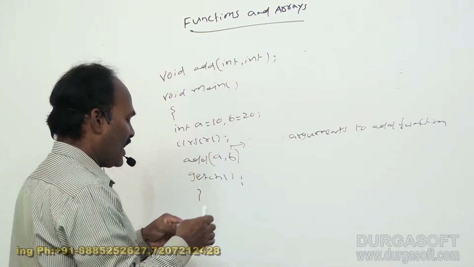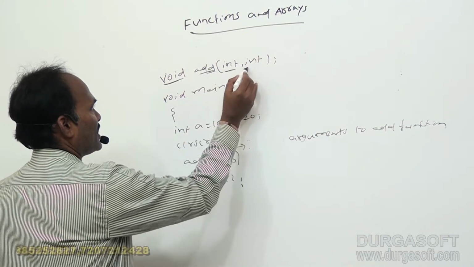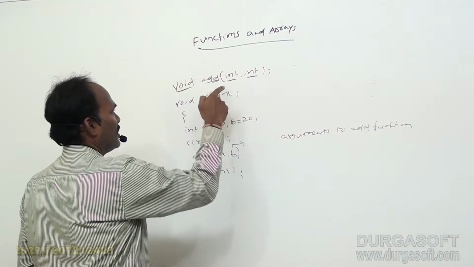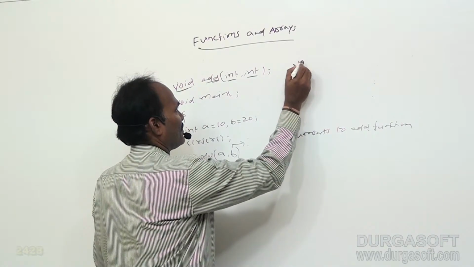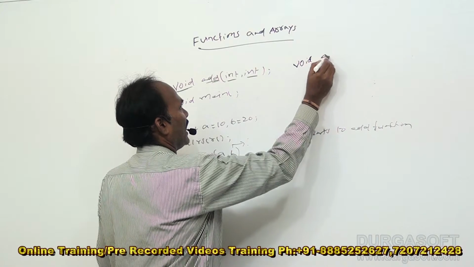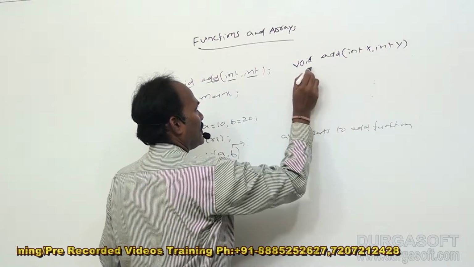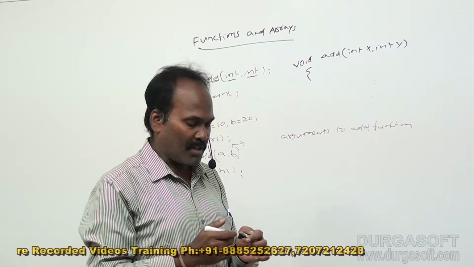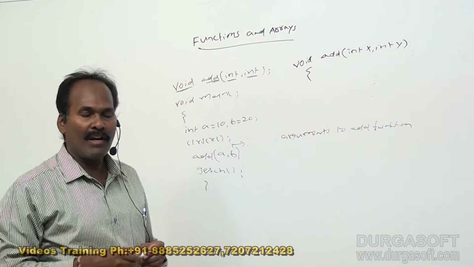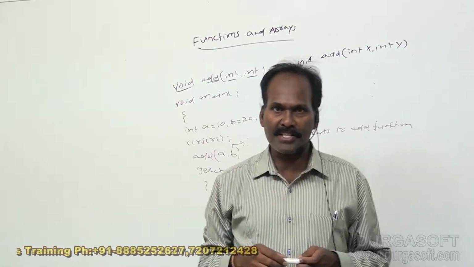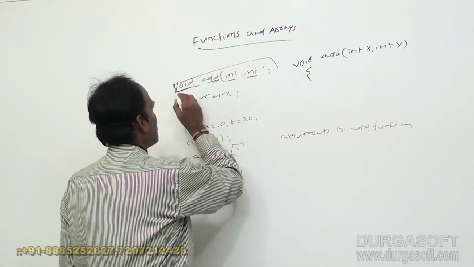Before defining the add function, we have to recall this declaration. Void is the return type, add is the function name, integer and integer. In the last video session I explained this clearly. So at the time of definition, what do I have to do? Void add, it will take two integer values, integer x comma integer y. So what is the compiler going to verify? Once a function is declared, it is okay. Now at the time of defining that function, it is going to look for the return type, the function name, and the number and type of arguments it is taking. These things will be verified by the compiler.